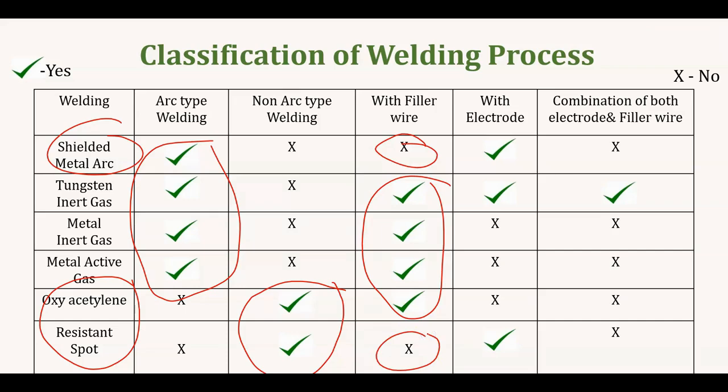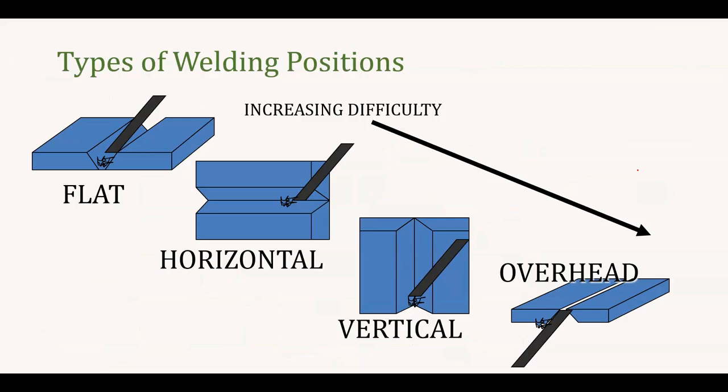But shielded metal arc and TIG welding will use electrodes, right? Not a filler wire; instead the electrode it will use, whereas other processes won't use any electrodes, and also resistance spot welding will use electrodes. But very important, only the TIG welding process uses both the electrode and the filler wire. We shall see all the things in detail in the upcoming videos.